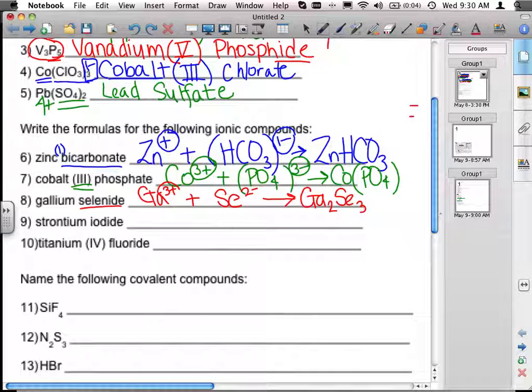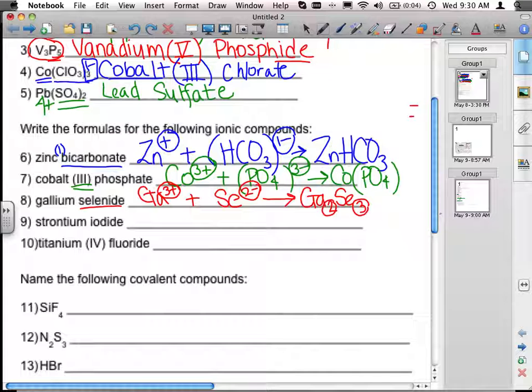So looking at this, I have a +3 charge. 2 atoms makes it a +6 total charge. With selenium, a -2, and 3 makes it a -6. So together they balance out, +6 -6. So you need to have gallium 2 atoms, selenium 3 atoms. Moving on to number 9.